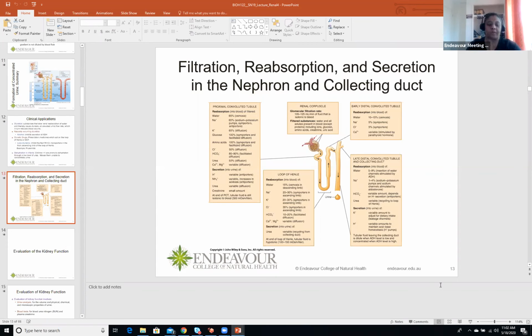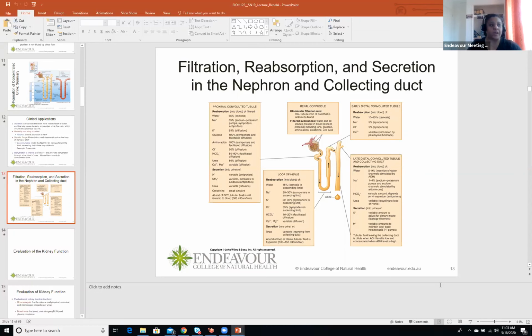So when we talk about reabsorption, it is about substances moving from the nephron into the peritubular capillaries. And when we talk about tubular secretion, it's about substances moving from the peritubular capillaries back into the nephron, into the tubes of the nephron. So proximal convoluted tubule, loop of Henle, distal convoluted tubule, or collecting duct, right?